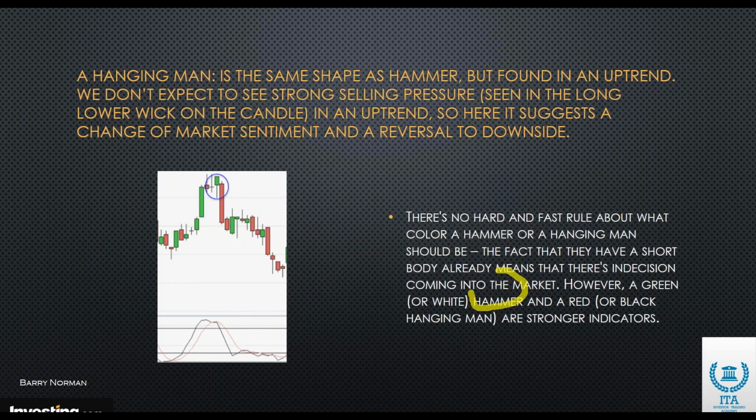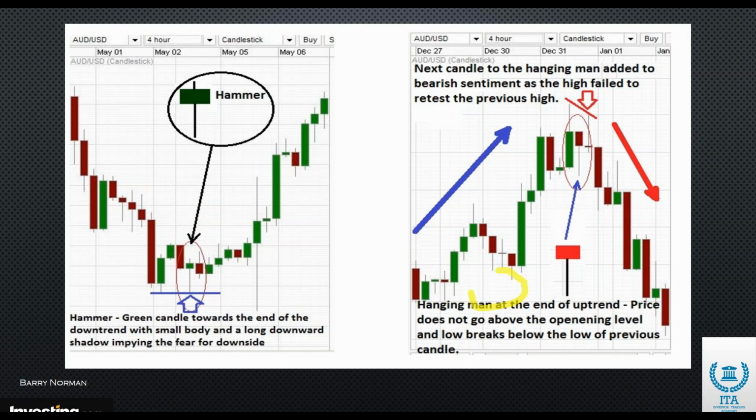There's no hard and fast rule about what color a hammer or a hanging man should be. The fact that they have a short body already means that there's indecision coming in the marketplace. However, a green hammer or a red hanging man are stronger indicators. So here in this chart, you can see the formation of the hammer. Body, long wick. It's signaling we were in a downtrend, and now it's reversing, moving to an uptrend. There's no guarantee. It's just indicating to you.